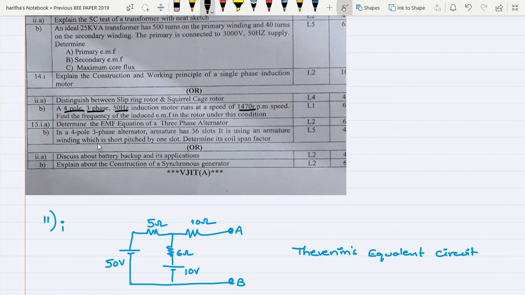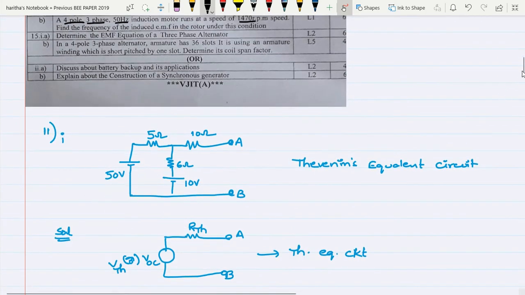So armature winding, how is it? There is a type of winding: armature winding, short pitch winding, and full pitch winding. So here the type of winding is short pitch. So how is it short pitch? By 1 slot. So you have to find out its coil span factor. Let's see this problem.